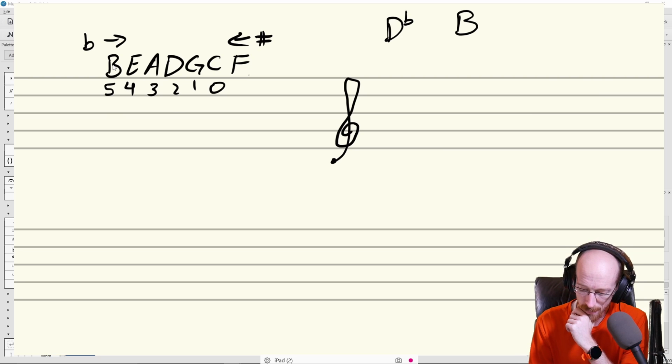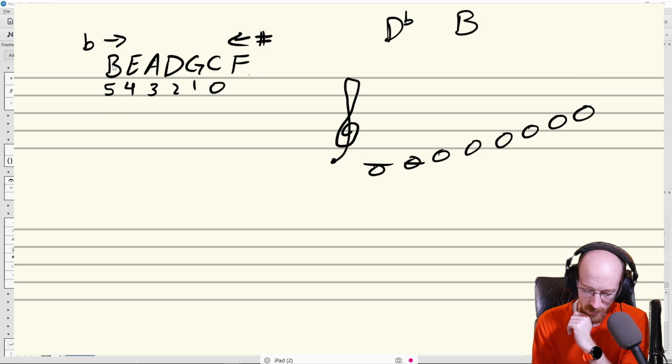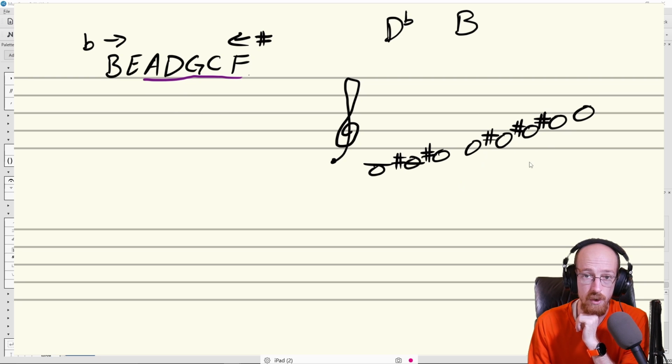So now we go, okay, here's B, C, D, E, F, G, A, B. And we see we need here 5 sharps. The first 5 sharps are F, C, G, D, A. So we put down an F, put down a C, put down a G, put down a D, and put down an A. And there you go. You've got B major. So hopefully you're totally solid on these.